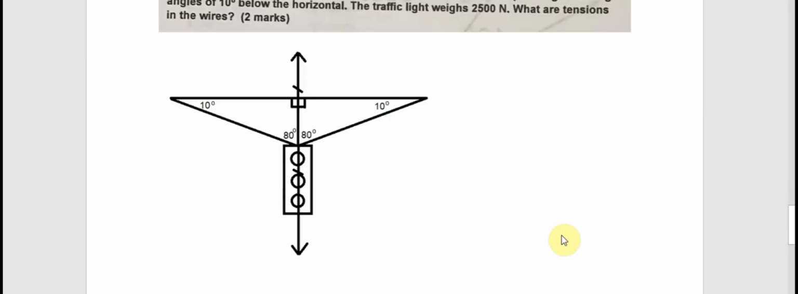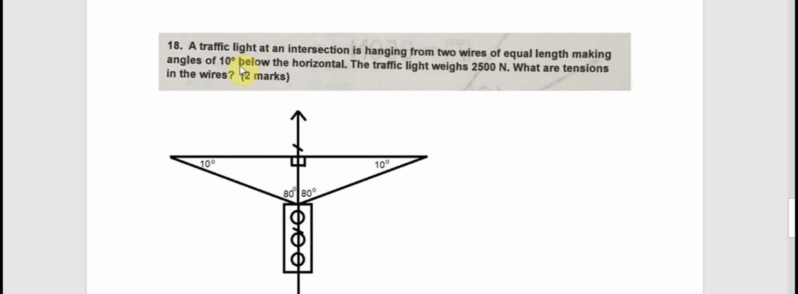So here is the diagram I just drew. Because the 10 degrees below the horizontal is just like this. To calculate the 80 degrees, we know that we have a right triangle. That's why we have 90 minus 10, and you get about 80 degrees. And the traffic light weighs 2,500 newtons.